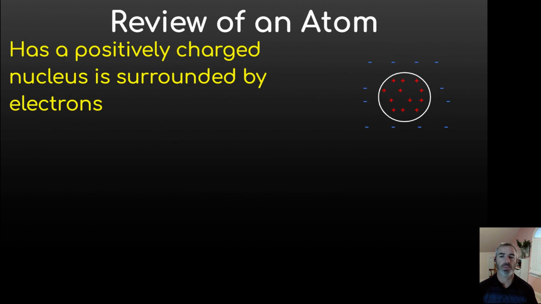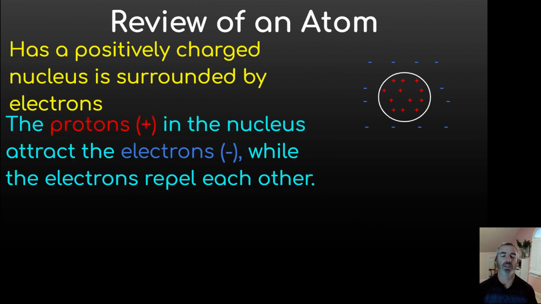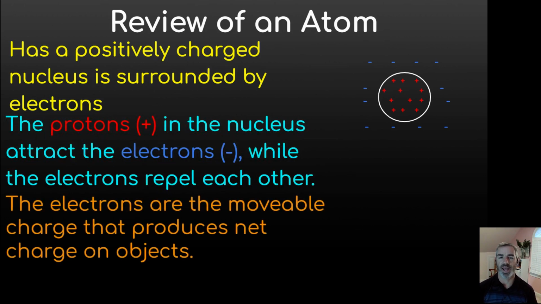And we know that the positive charges are going to attract those negative electrons, and the electrons are going to repel each other, so they're going to push outward away. The electrons are the movable charge that produces the net charge. So we may have two electrons that are lost on an atom, which gives it a +2 charge, or two that are gained, and that gives you a -2 charge.